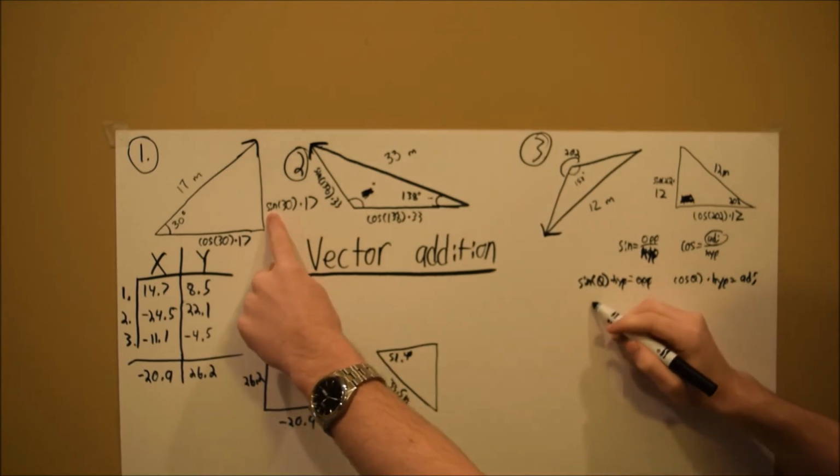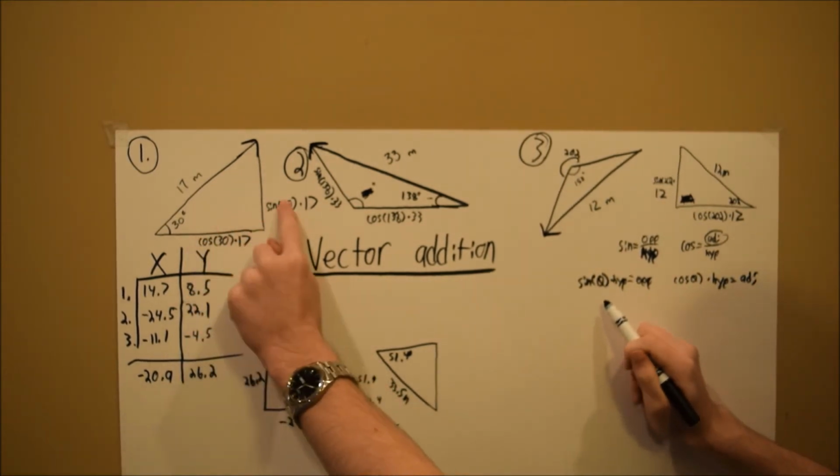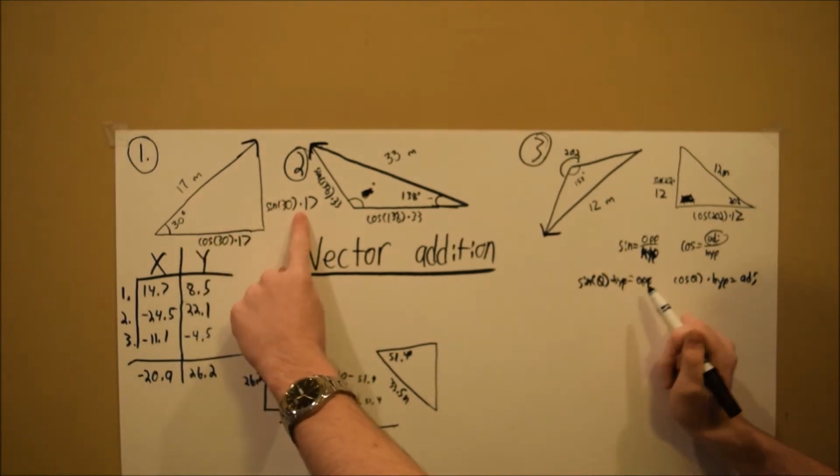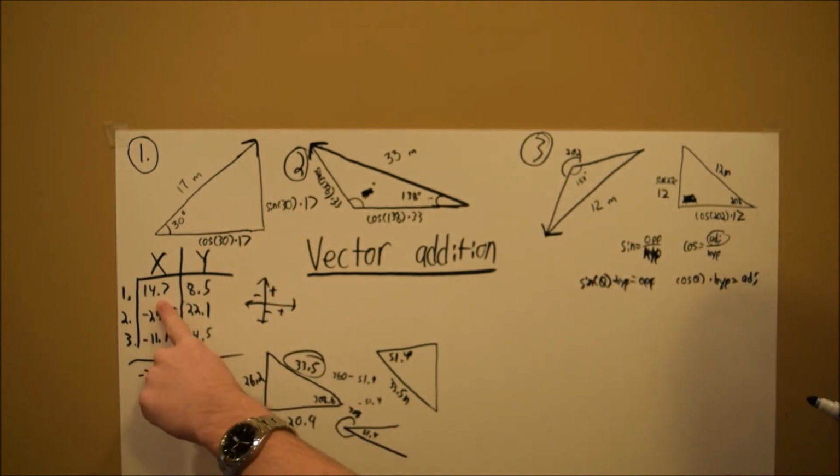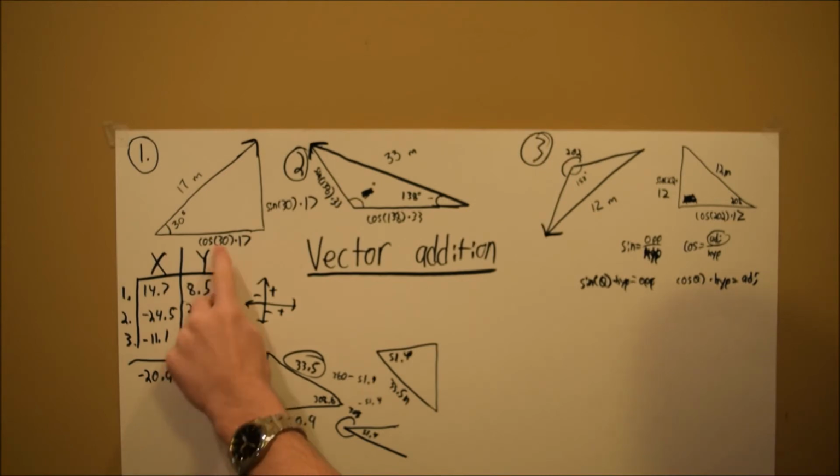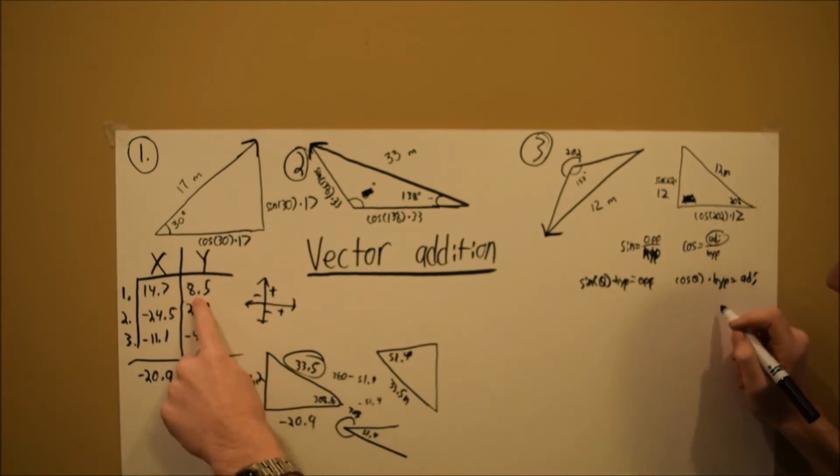So for this, you just plug in sine of theta, 30, times the hypotenuse, 17, and then you get the y component. Cosine, same thing, you get the x.